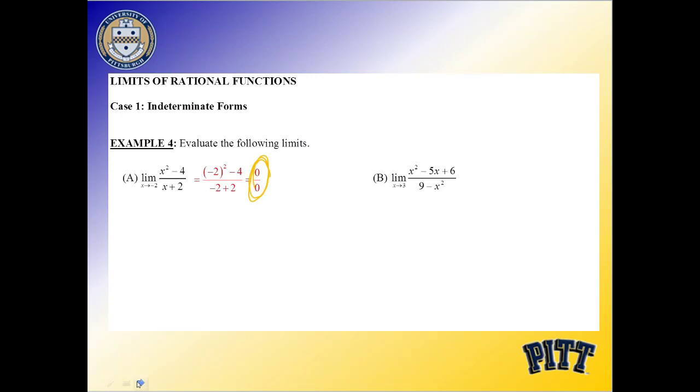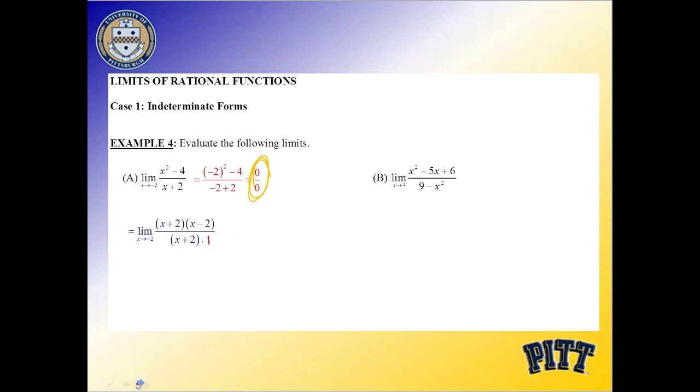So when I get this indeterminate form, that simply means I have more work to do. And most of the time, for what you're going to be doing, it means you're going to have to factor. So the top, which is a difference of squares, would factor into x plus 2 times x minus 2. On the bottom, of course, I still have x plus 2. Notice now that the numerator and the denominator both have a quantity of x plus 2 being multiplied. Essentially I'm multiplying by 1.